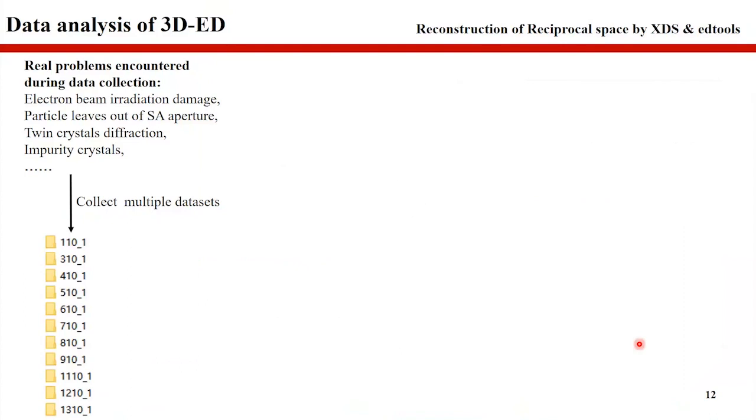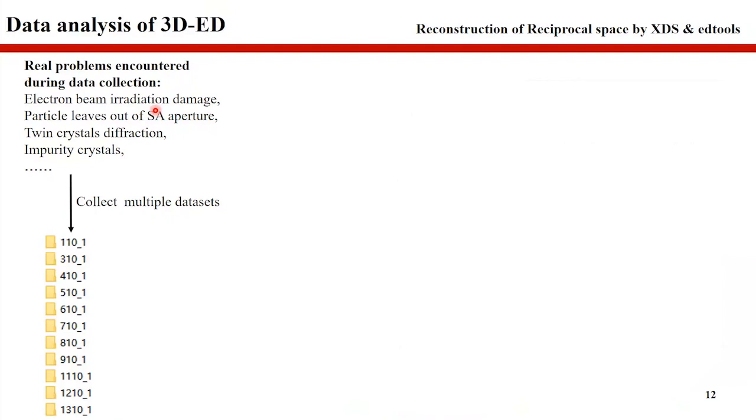There are several very common problems during the data collection. For example, the sample would be damaged by the electron beam. The result is that the initial diffraction may be good, but with time going, the diffraction on the last frames may be not good or maybe weak. And then as the goniometer rotates, the particle may move out of the aperture.